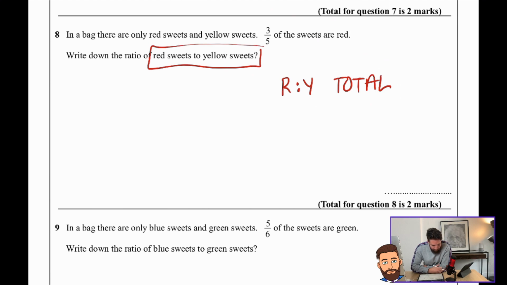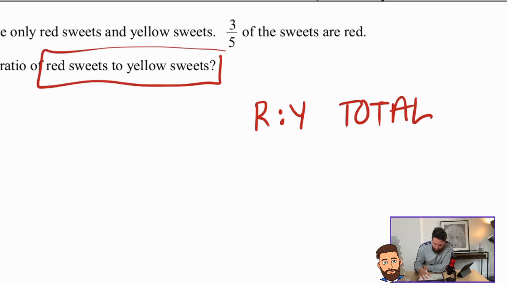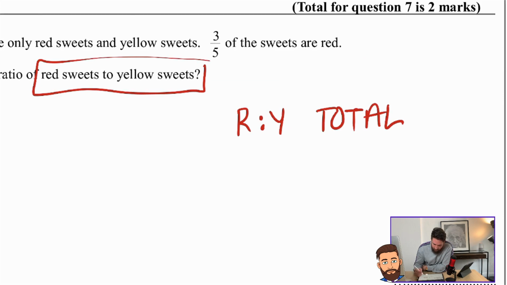Now I can go back and read the question. In a bag, there are only red sweets and yellow sweets. 3/5 of the sweets are red. So we need to dissect that fraction as to which bit goes where. Well, 3/5 of the sweets. So the bottom bit, remember, will be the total because it says it's all the sweets. So the total will be 5.